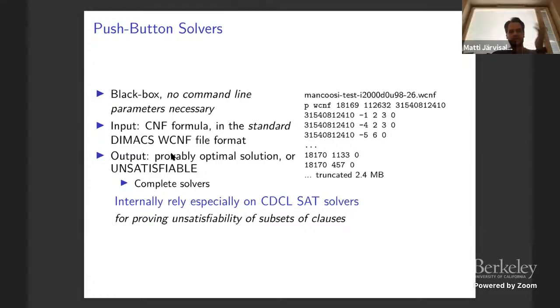Just like SAT solvers, MaxSAT solvers are push-button solvers, so you don't really need command line parameters, especially for the complete solvers. And just like for SAT solvers, there's the DIMACS CNF format, and there's the DIMACS WCNF format, which differs only in that, where this is a clause over the variable indices 1, 2, and 3, and then X1 is negated.